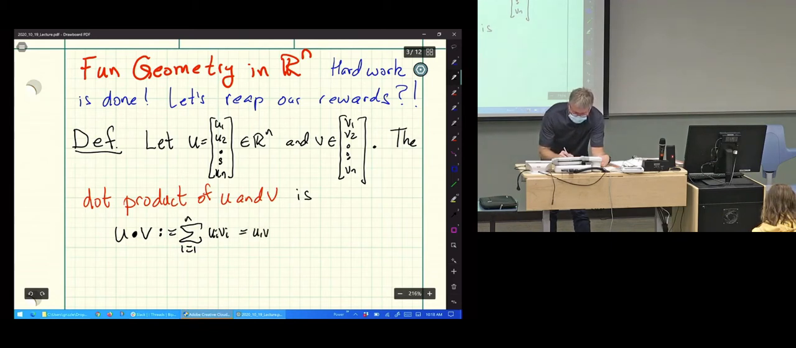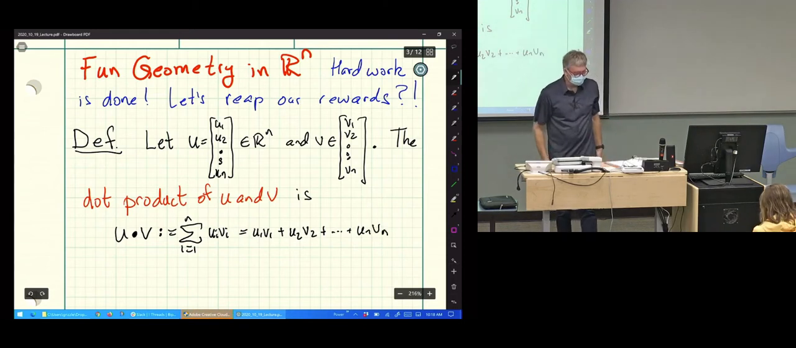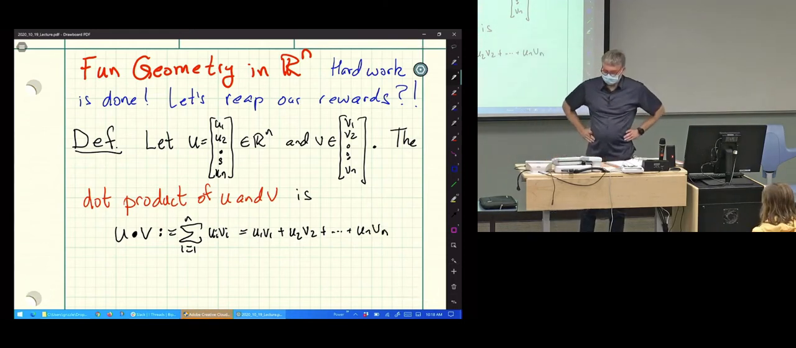So that's the first component of u times the first component of v, plus the second component of u times the second component of v, the last component of u times the last component of v, and you add them all up. I wonder if that looks familiar to us.